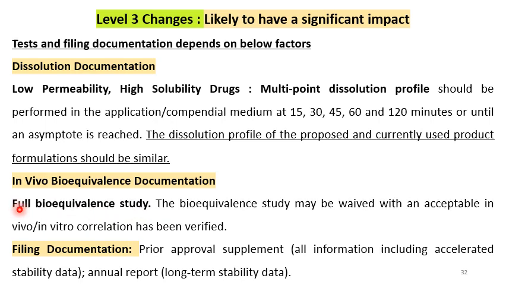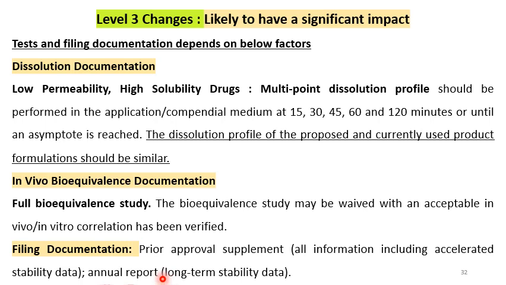It is very much important for the level 3 change. Once you go to the level 3 change, then always remember bioequivalence study will be required. And bioequivalence study can be waived only if the applicant has the in vivo in vitro correlation data, that is IVIVC data. Then filing documentation, prior approval supplement is a must with all information including the accelerated stability data.